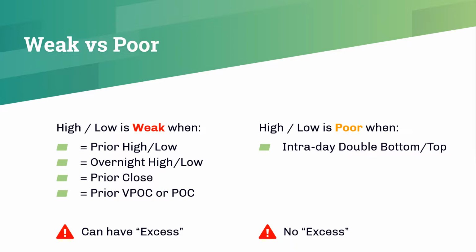A poor low, however, the second column, is basically a very simple concept. It means that intraday, so within the same day, you touched the low or the high twice or three times or four times even, and that's also the same indication that it's shorter time frame players who are holding the market up or down, and that's typically something that can be faded at some point. Both of these, by the way.